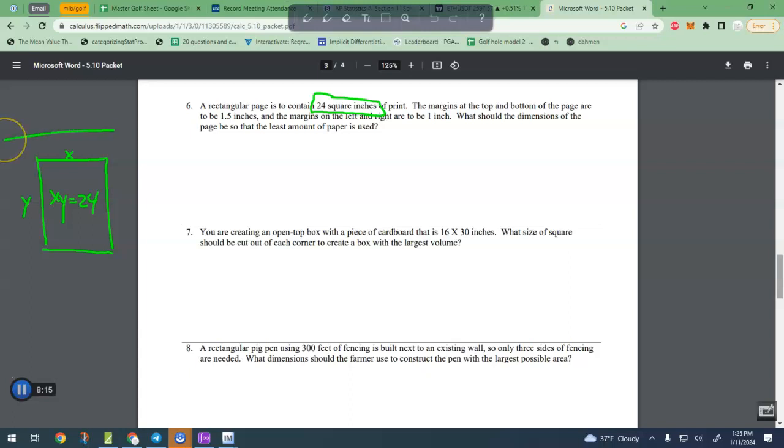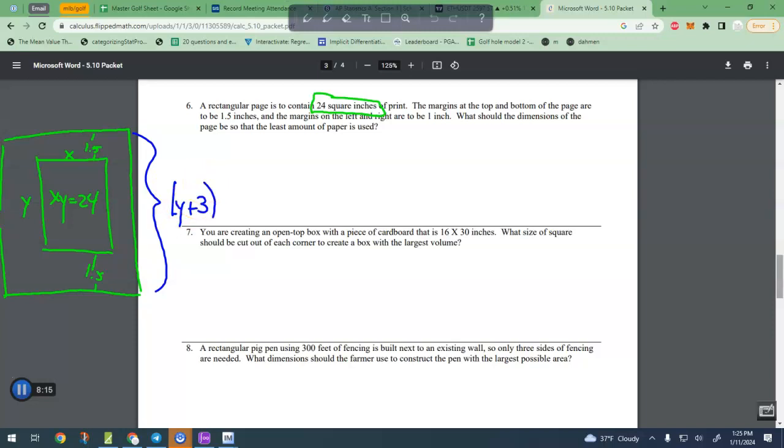So you'll have a border around the outside. This is 1.5. This is 1.5. So the overall length isn't just y, it's y plus 3, because you got 1.5 on either side.